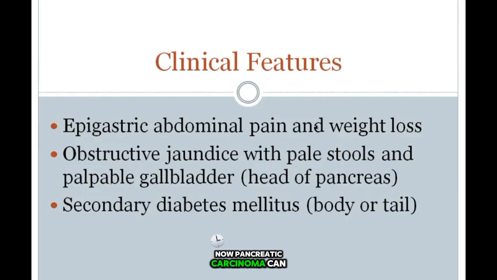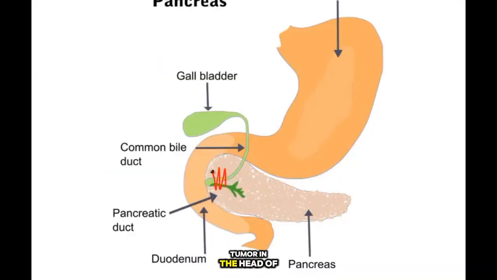Now, pancreatic carcinoma can arise within the head of the pancreas or the body or tail of the pancreas. When it arises within the head of the pancreas, the classic finding would be obstructive jaundice with pale stools and a palpable gallbladder. The idea here is that when you've got this tumor in the head of the pancreas, you're going to block the flow of bile. When you block the flow of bile, then whatever's present within the bile will leak out into the blood.